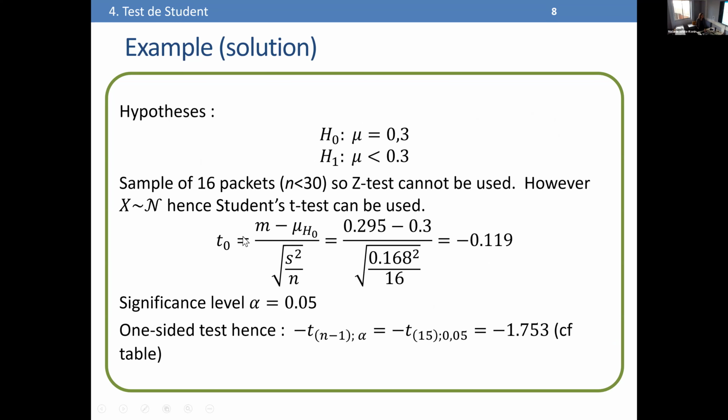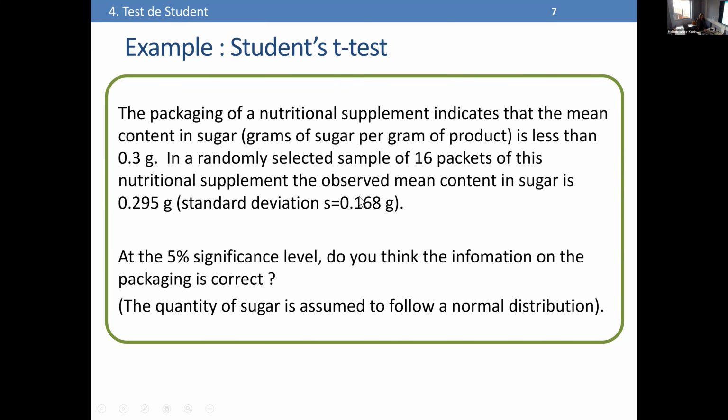So here we calculate the observed value of the test statistic, which is the observed mean, 0.295, minus the reference value. This is the reference value, the mean which is true under the null hypothesis, so it's 0.3. And then here we put the variance, which was given here. Well, it said standard deviation equals 0.68.